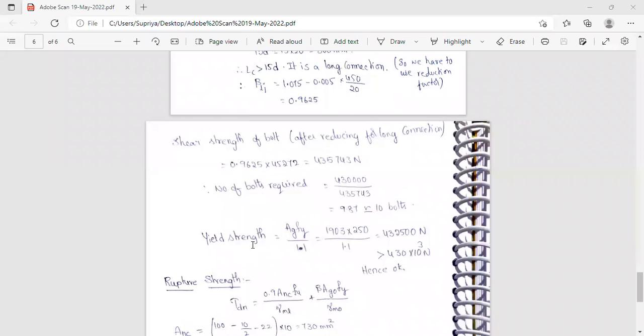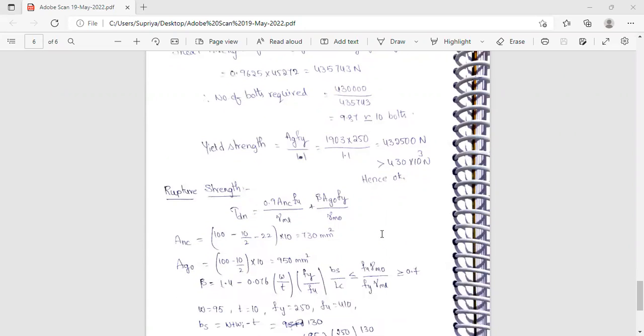Okay, now calculate the yield strength. Yield strength is, we have taken the Ag as 1903, required is 1862 something, but what is the angle we have considered? 1903 multiplied by 250 divided by 1.1. Then what is the value? What is the yield strength we got? 432 kilonewtons. Okay, which is greater than 430 kilonewtons, which is the incoming load. So the connection is okay against the yield strength.